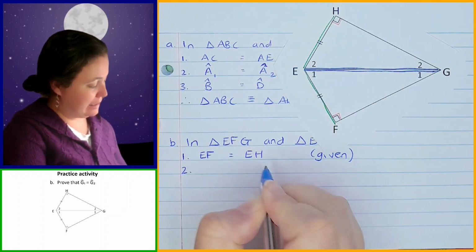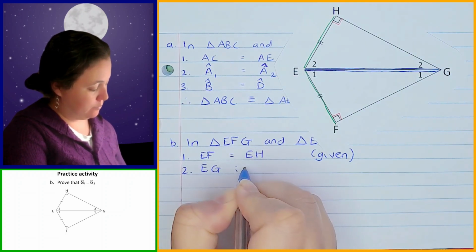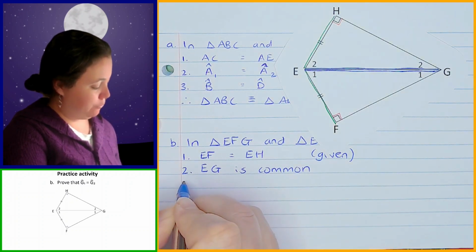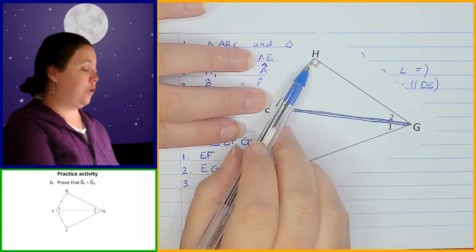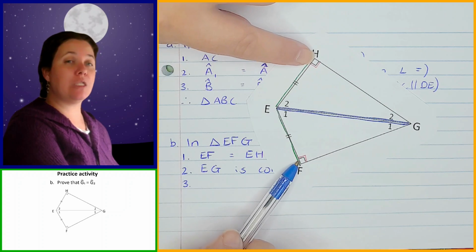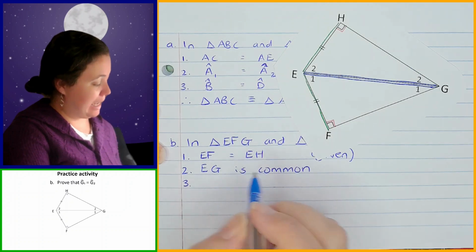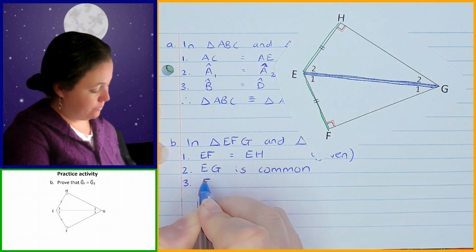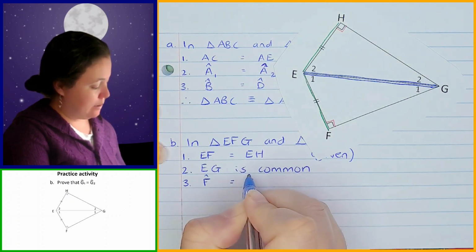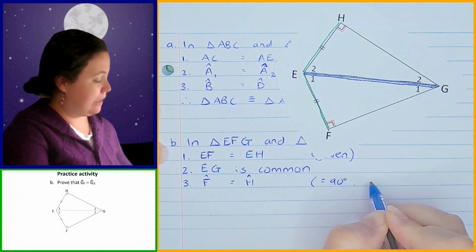Okay, next, I know that this side over here is common between the two triangles. So number two, I can say that EG is common. And then number 3, I don't know that these two sides are equal, but I do know that these two angles are equal, and even though it's not the included angle, it's fine because it's a right angle. So I can say that angle F equals angle H, and they are equal to 90 degrees, and that was given.